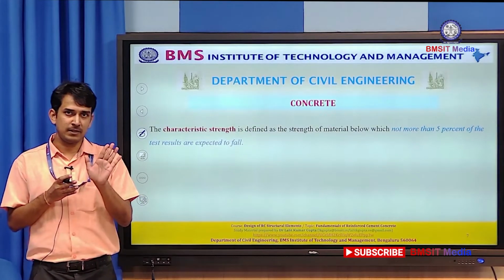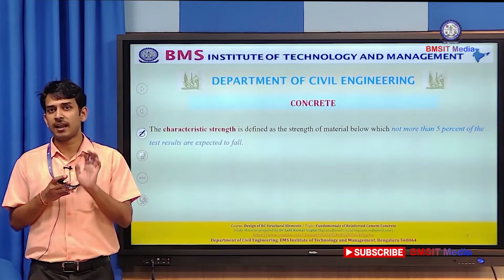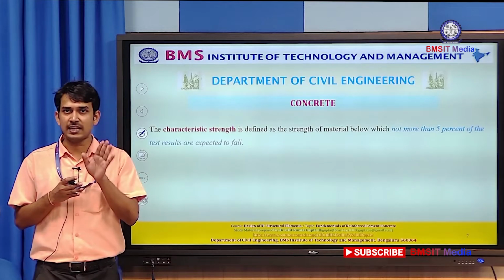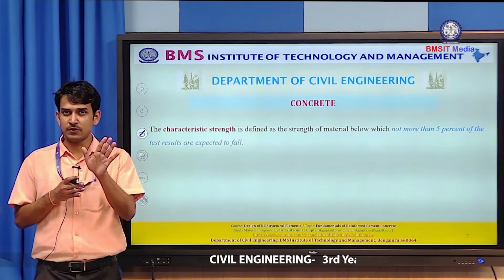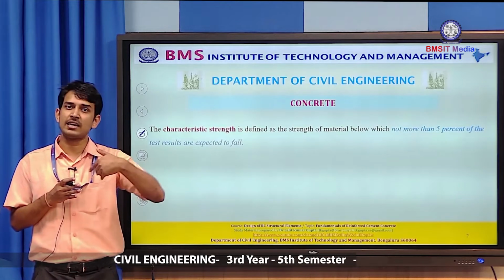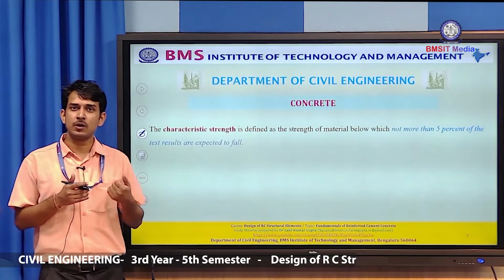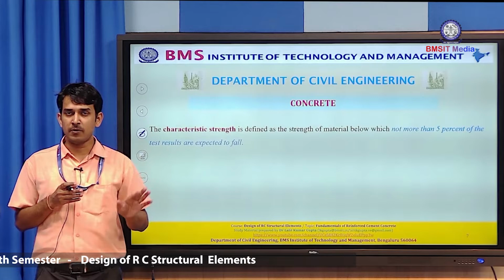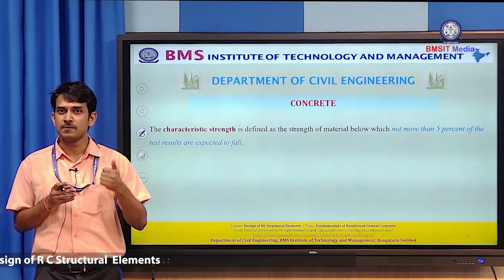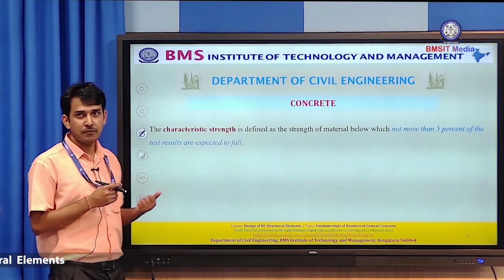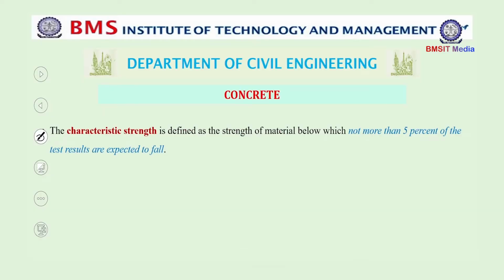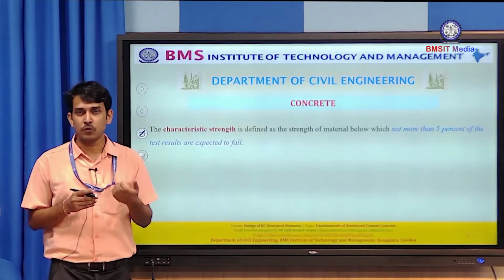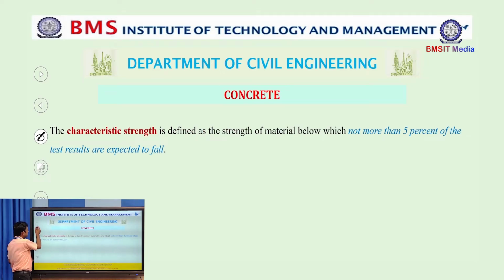So if only 5% of specimens are allowed, that is, only less than 5% of specimens show less strength, then the strength which we obtained, that compressive strength, we call the characteristic strength. Every individual cube shows a compressive strength, but when we are talking about designing, we have to use the term characteristic strength. As per the definition, the characteristic strength is the strength of the material below which not more than 5% of the test results are expected to fail.